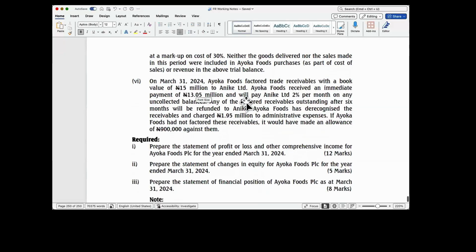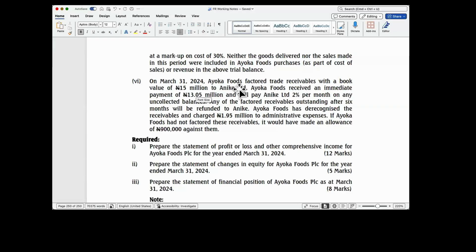6. On March 31st, 2024, Ayoka Foods factored trade receivables with a book value of 15 million to Anike Limited. Ayoka Foods received an immediate payment of 13.05 million and will pay Anike Limited 2% per annum on any uncollected balances. Any of the factored receivables outstanding after 6 months will be refunded to Anike. Ayoka Foods has derecognized the receivables and charged 1.95 million to administrative expenses.